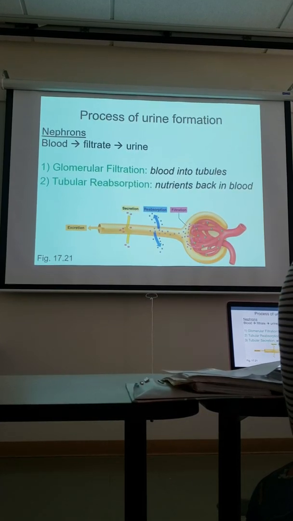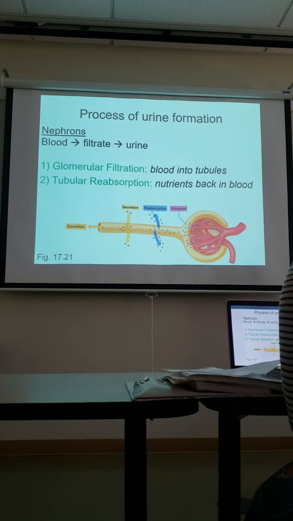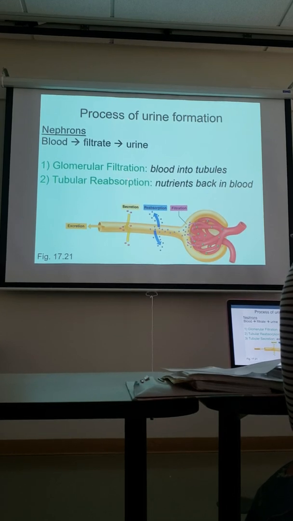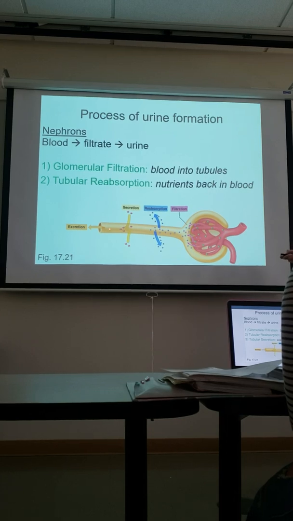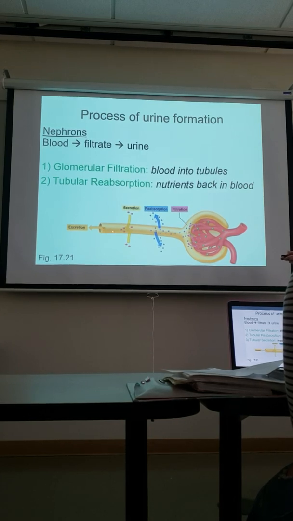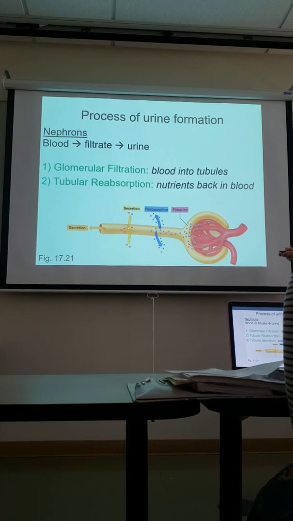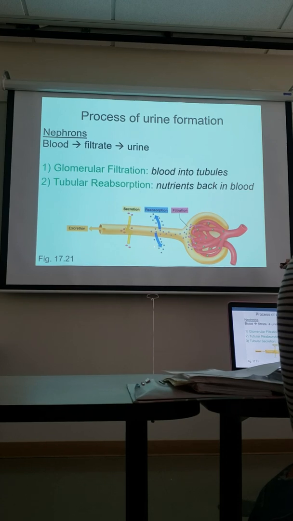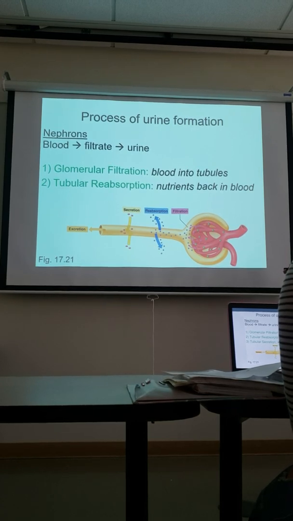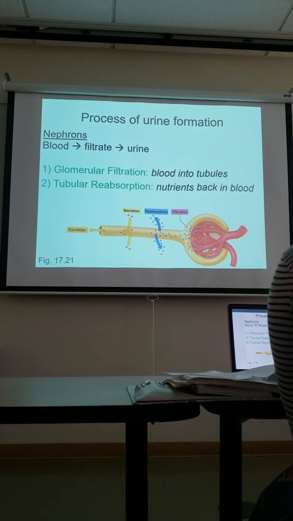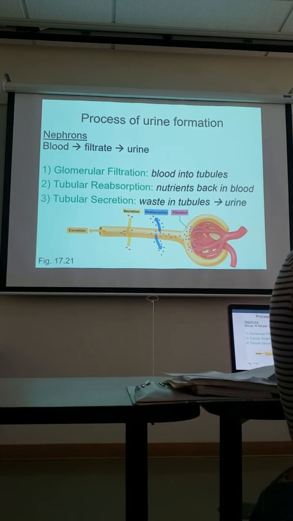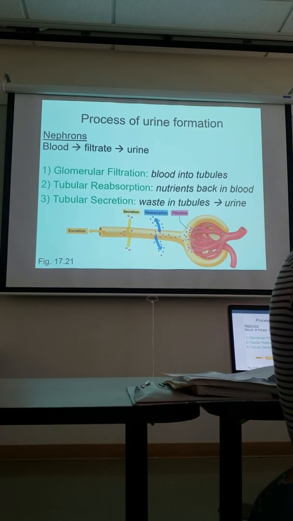The second step is to reabsorb. So tubular reabsorption. What ends up in your tubules, remember, is going to end up as urine. So in tubular reabsorption, you take any nutrients that are in your tubules and you reabsorb them or put them back into your blood. So that way you can keep all of your nutrients. The third step is called tubular secretion.